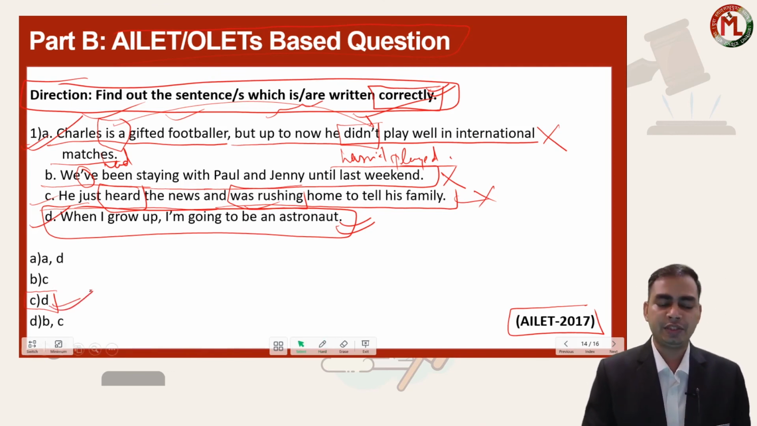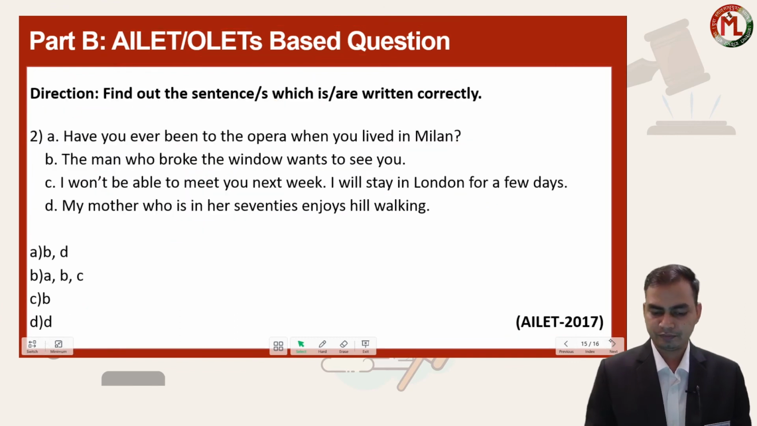Hope you understood how we check and see whether the sentence is correct or not. You need to have some grammar background. For that, you need to either join us or join any coaching or read books. But I would say do not compromise on grammar.